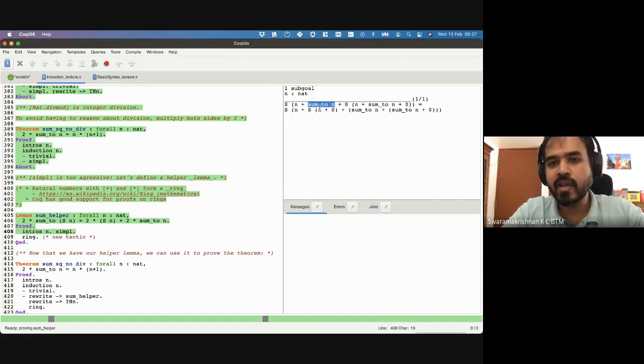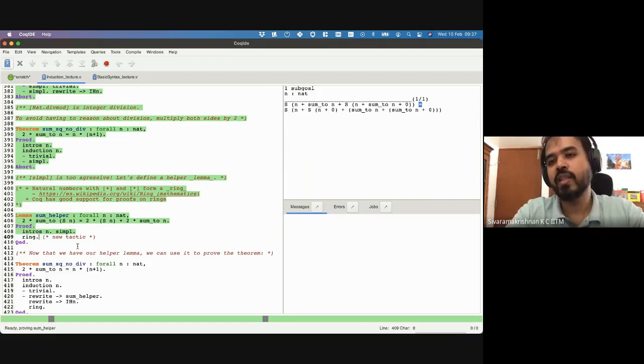So as long as you can treat sum to n as just a constant value, in the sense that it behaves like a function, right? If you give the same n, it returns the same value. So when you look at the structure of goals which involve just additions and multiplications, and equalities, then you can use the ring tactic to make the whole proof go through.